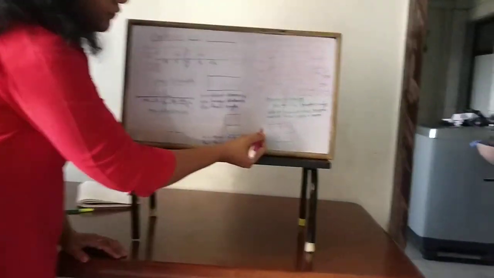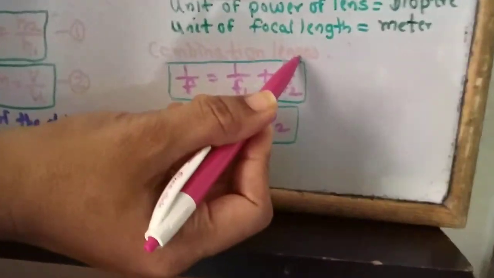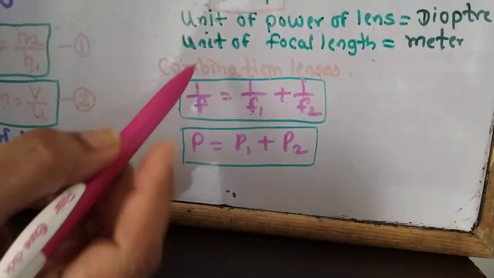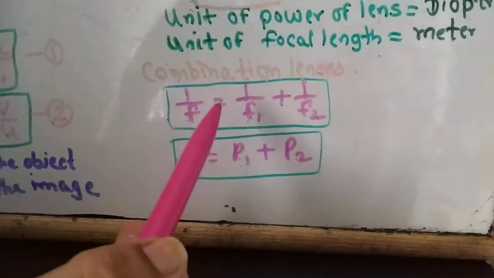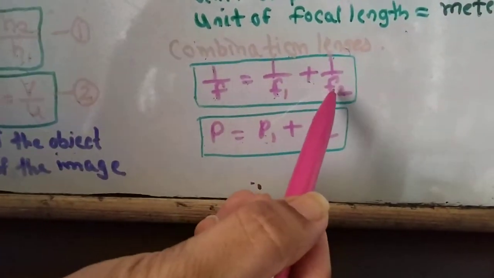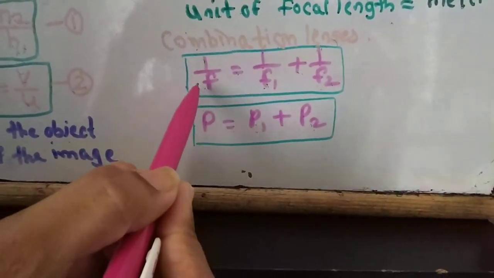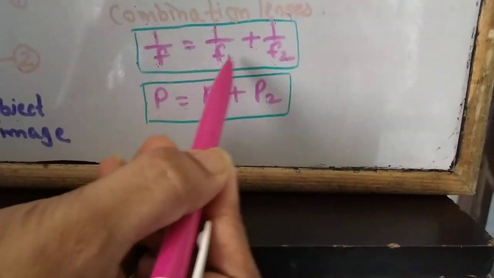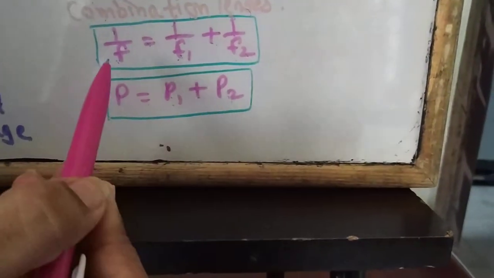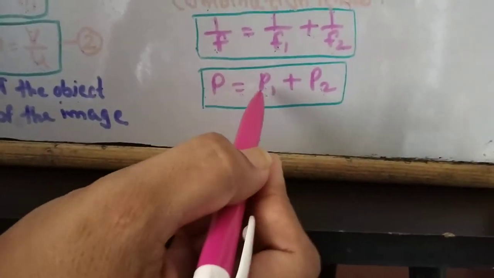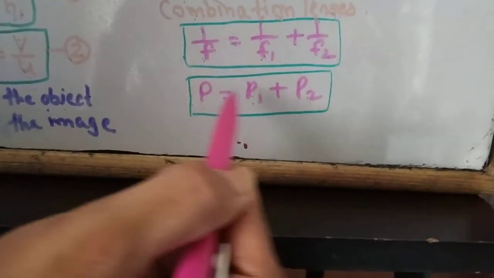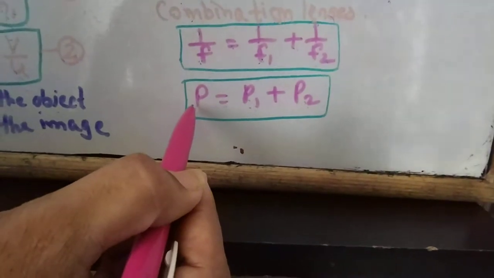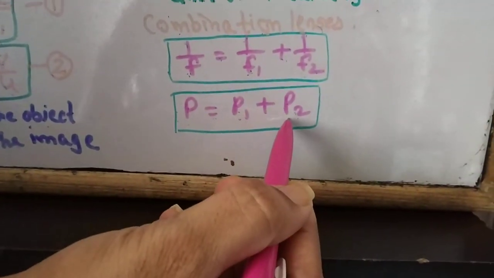Okay, last one, that is a combination of lenses. The combination of lenses having the focal length f1 and f2, then effective focal length is given by 1 upon f equal to 1 upon f1 plus 1 upon f2. The combination of lenses having power p1 and p2, then effective power of lens is equal to p1 plus p2.